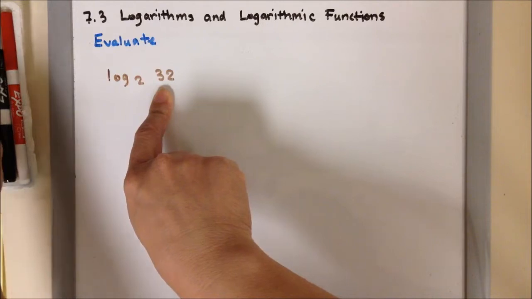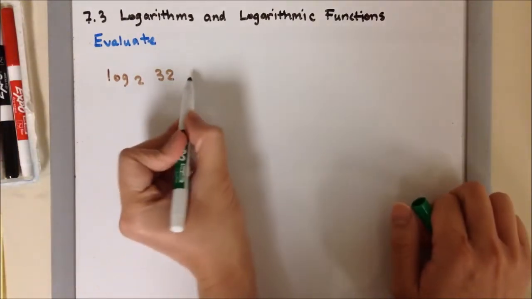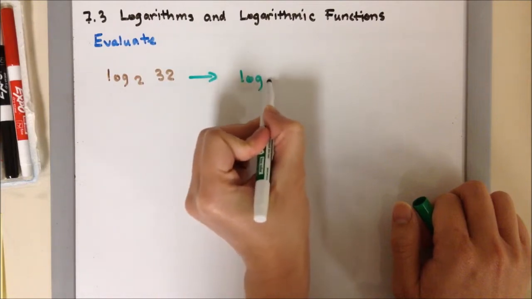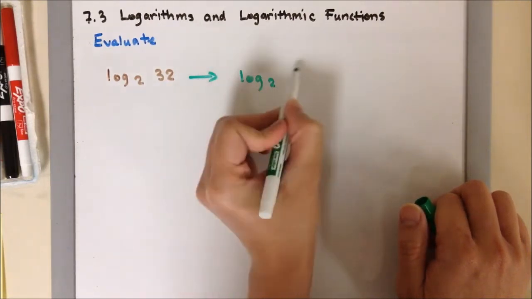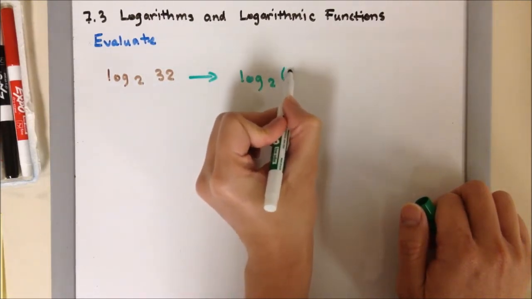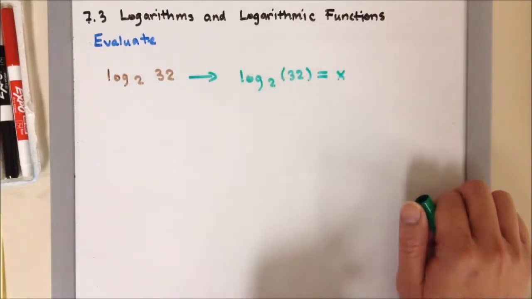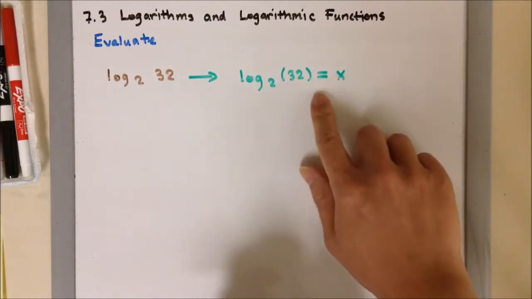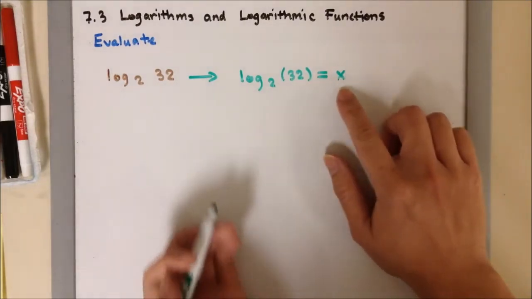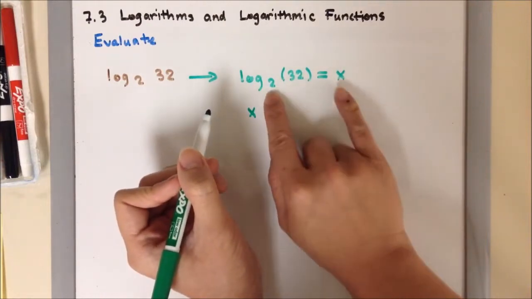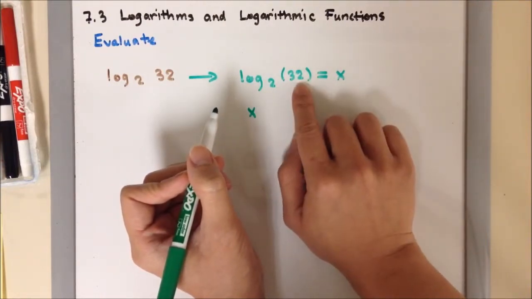So what we're going to do first is rewrite it. So log base 2, and say you want to do parentheses, which is okay, parentheses 32 equal to x. So basically I added in the equal to x. We're basically looking for what exponent for the 2. So 2 to what power will equal 32?